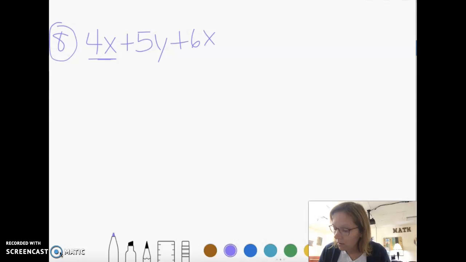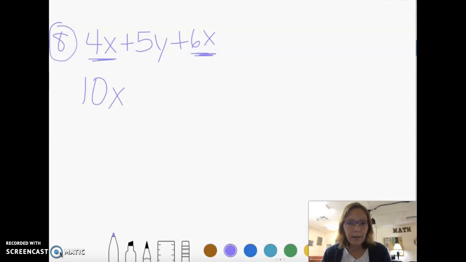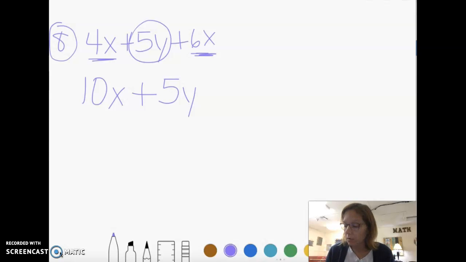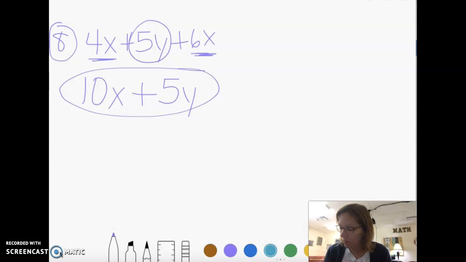X and X go together. So I'm just going to add 4 plus 6. 4 plus 6 is 10. Write the x next to it. There is nothing that will go with this y. This y is kind of out there by himself, so I'm just going to leave him by himself because I cannot combine an x with a y, so they have to stay separate. So the answer for this one is just 10x plus 5y. That's as low as it can go.